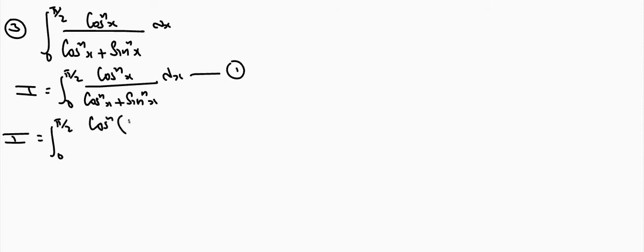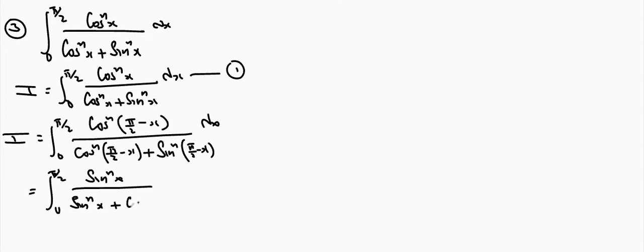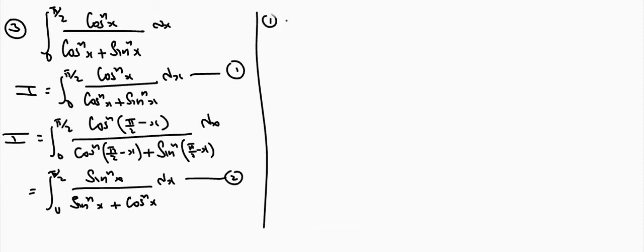Applying property 5, it will become integral 0 to pi by 2 cos raised to n times (upper limit minus x), that is pi by 2 minus x, divided by cos raised to n times (pi by 2 minus x) plus sin raised to n times (pi by 2 minus x) dx. We get integral 0 to pi by 2. Here cos(90 minus theta) is sin theta. Then we get sin raised to nx divided by sin raised to nx plus cos raised to nx dx, equation number 2. We have to add first equation plus second equation.